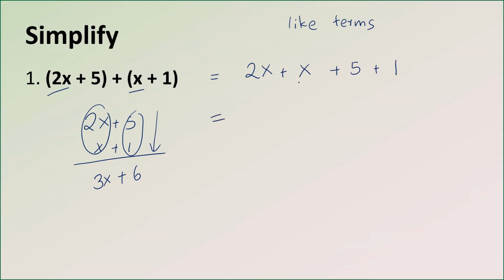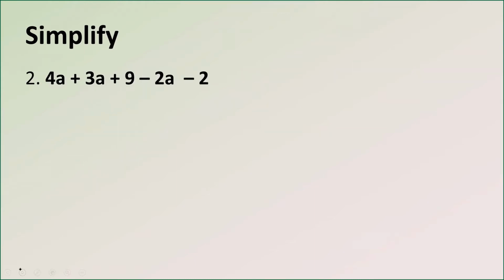When adding algebraic terms, what we do is add their coefficients. The coefficient of x is obviously 1. So 2 plus 1 is 3. 5 plus 1 is 6. The answer is 3x plus 6. That's the simplest form.